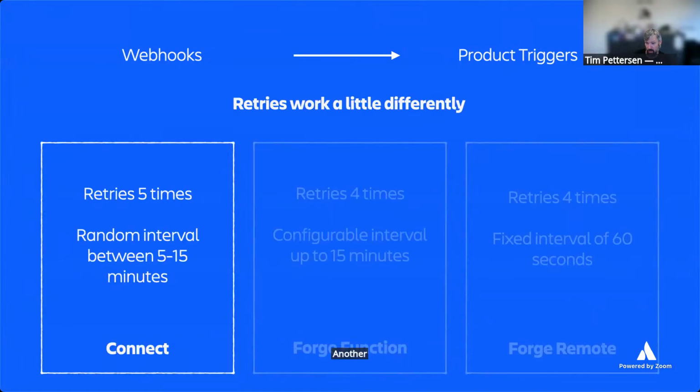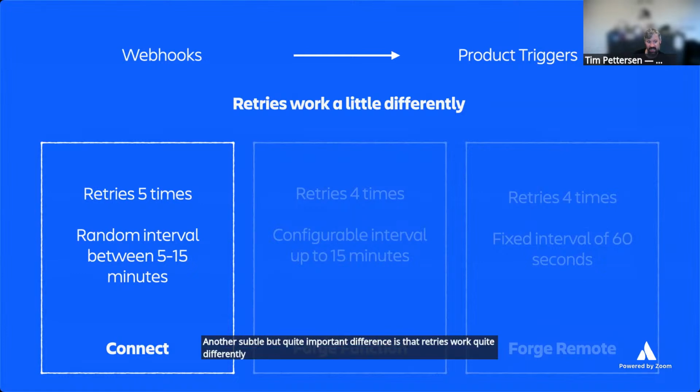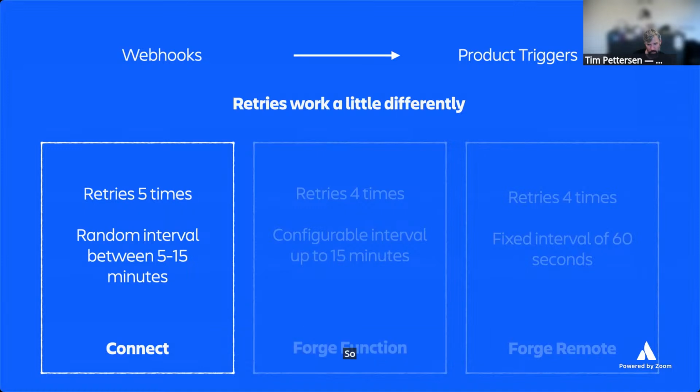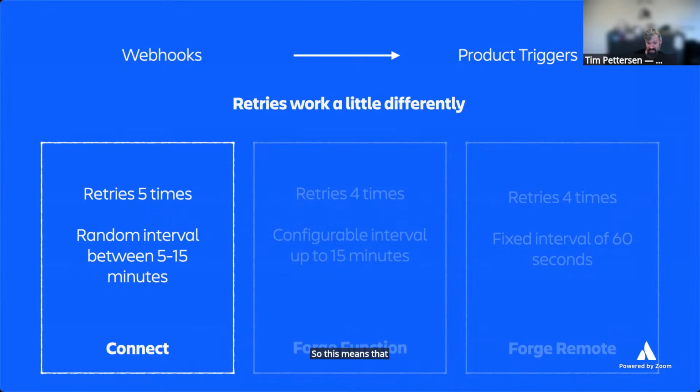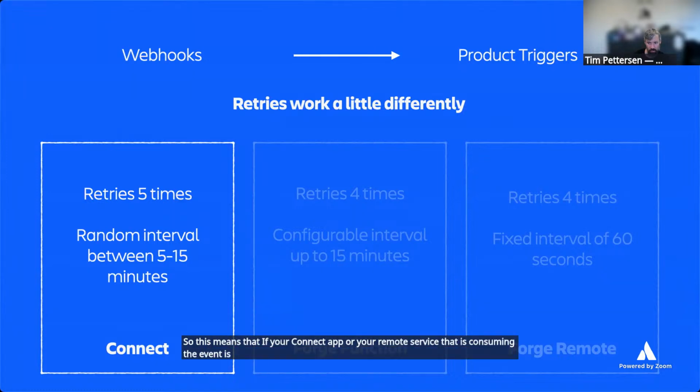Another subtle but quite important difference is that retries work quite differently in Forge. So in Connect, and I believe in the core product, we attempt to resend a webhook up to 5 times with a random interval between 5 to 15 minutes each time. So this means that if your Connect app or your remote service that is consuming the event is down for more than 5 times 5 minutes, so 25 minutes, then you start to run the risk of missing webhooks, because at that point, we'll just drop those events on the floor and not re-emit them.